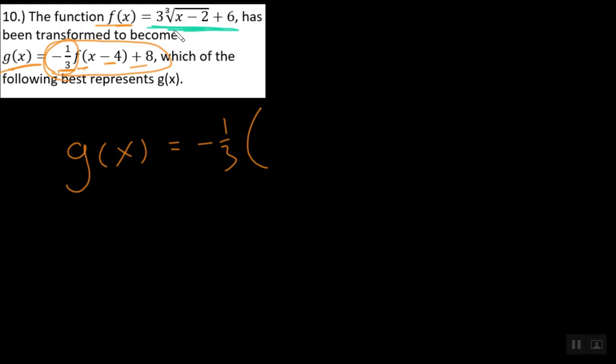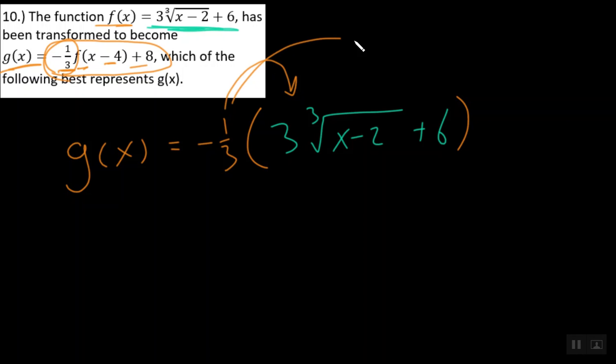So I go ahead and take whatever f of x was, and I just write it in this parentheses. Cubic root of x minus 2 plus 6. Now, in this case, the one thing you always want to remember is that this multiplication not only multiplies by the 3, it also distributes to the 6 at the end. So our next line should look something like this.